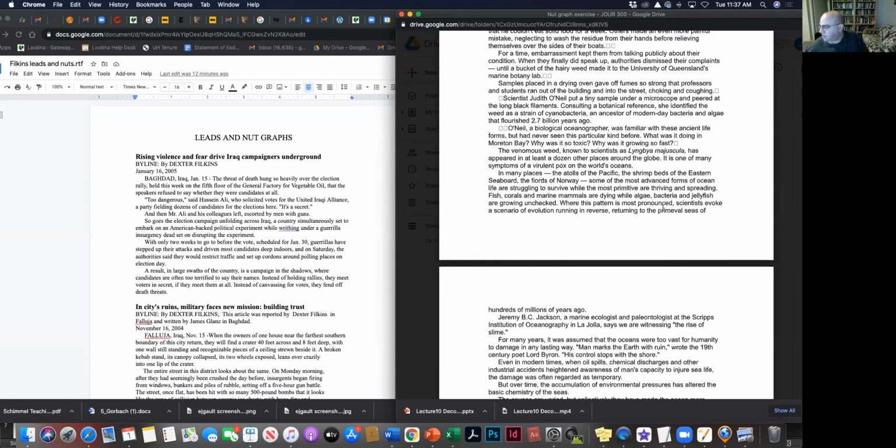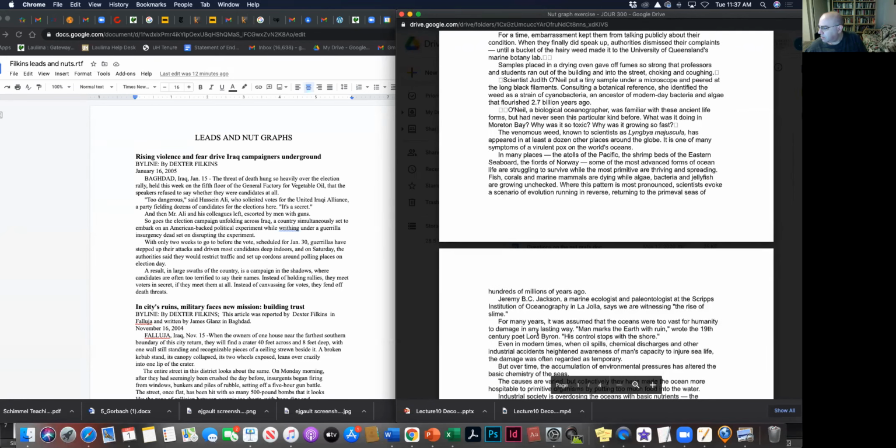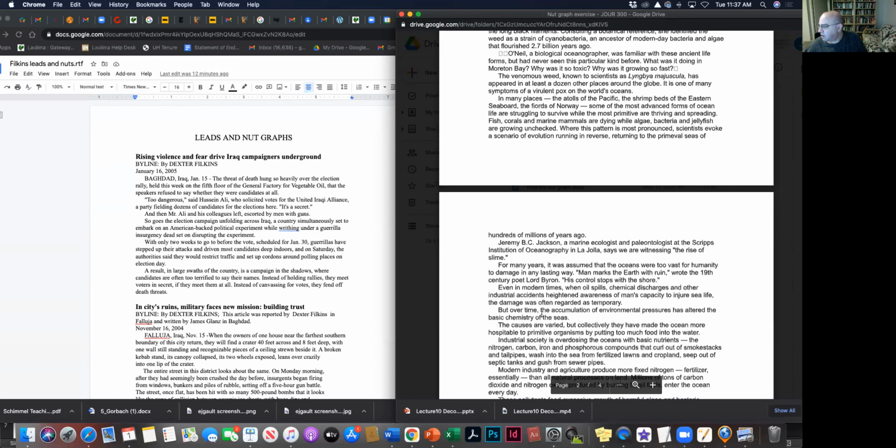Well, it says here, scientists evoke a scenario of evolution running in reverse, returning to the primeval seas hundreds of millions of years ago. Jeremy B.C. Jackson, a marine ecologist and paleontologist, says we are witnessing the rise of slime. So it's a return to this primordial stuff because of pollution, right? Because of the alterations in the oceans.